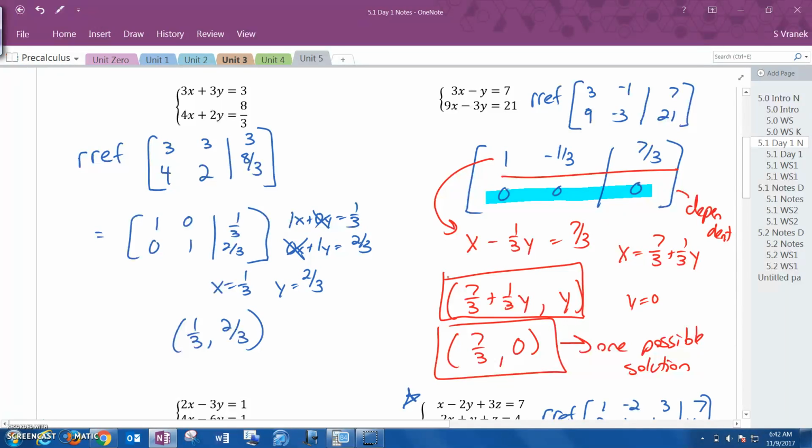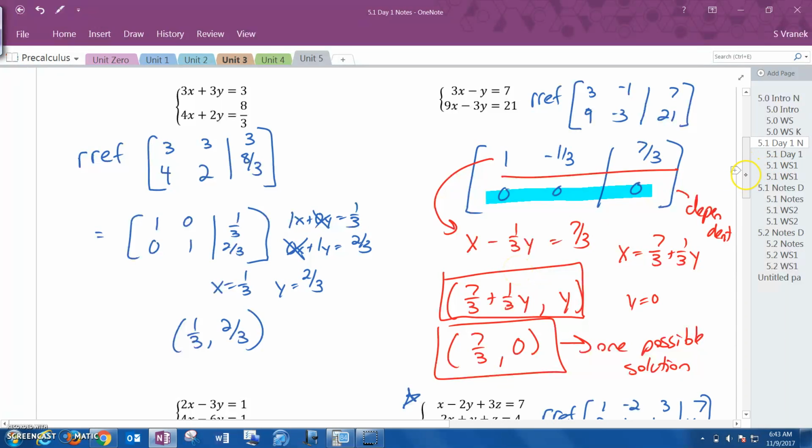Okay? So basically get down to this, where you solve the top equation for x in terms of y, and then the second variable is just y, the one that has all the zeros. You just put the letter there. And then pick numbers for y. You could have picked 1. If you picked 1, it would have been 7/3 plus 1/3, 8/3. So you'd have 8/3 comma 1 is another solution.